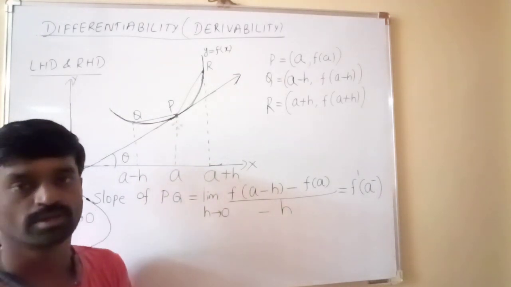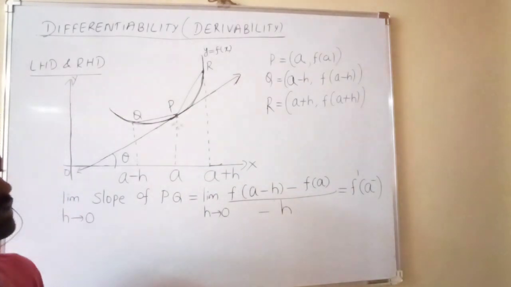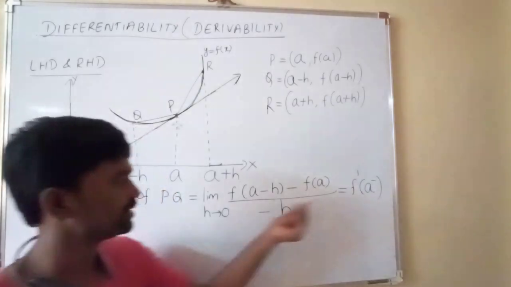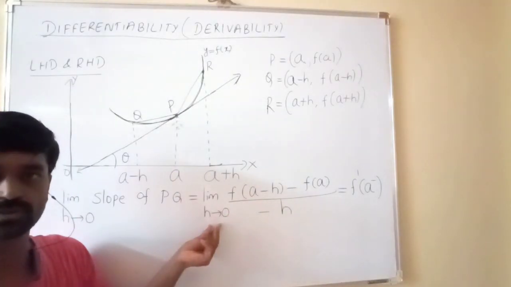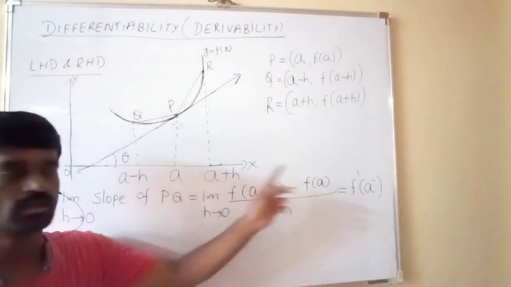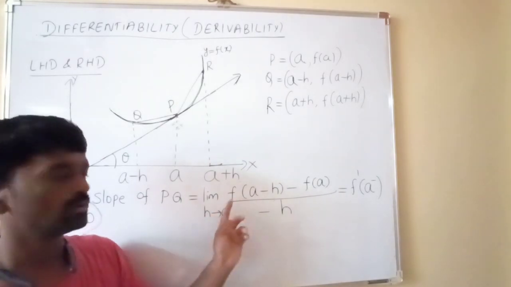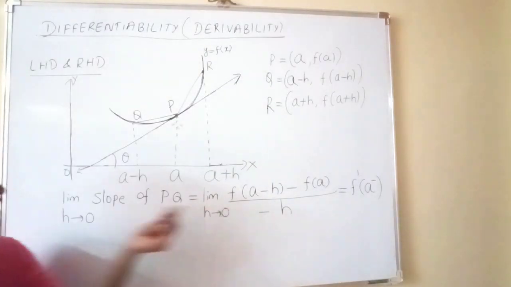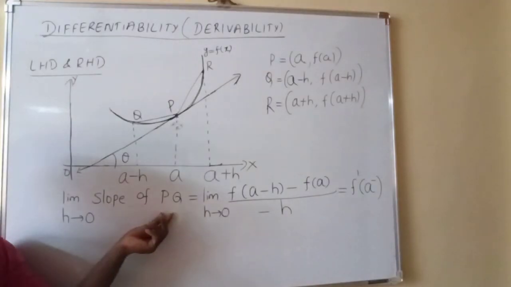So what is the geometrical meaning of f dash of a minus? It is the limit of this function as h tends to 0. What is this function? This is nothing but the limit as h tends to 0 of the slope of PQ.